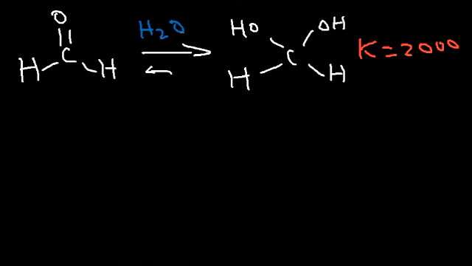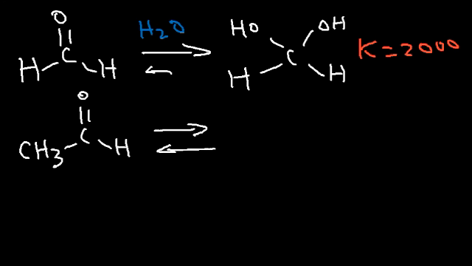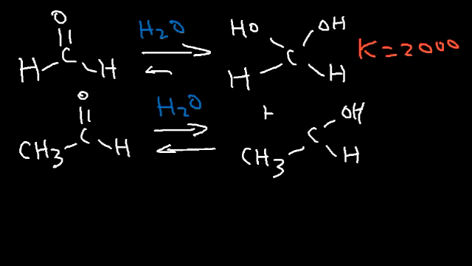Formaldehyde is very reactive. It's not very stable. Now, let's say we take acetaldehyde, also known as ethanal. This reaction is fairly reversible, so to speak. And the equilibrium constant is very close to 1. So I'm just going to round it and say it's about 1. So you get like a 50-50 mixture of the hydrate and the aldehyde.